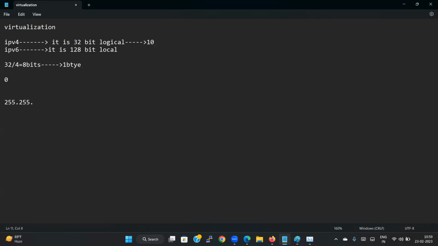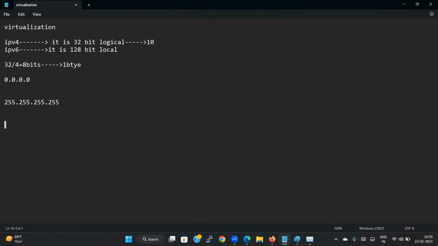So 255.255.255.255. The starting IP address will be 0.0.0.0. So this is the starting IP address, and this is the end IP address. After that, we don't get a 256th number, because we don't have 256 in IP addresses. We will have only up to 255. This is about your IP address. You can have from 0 to 255.